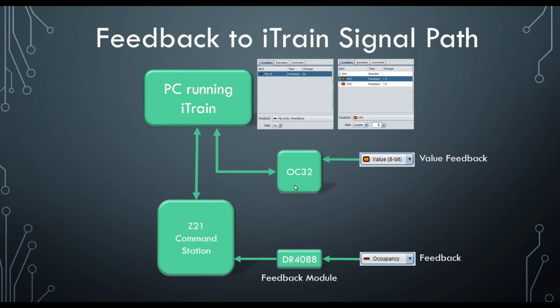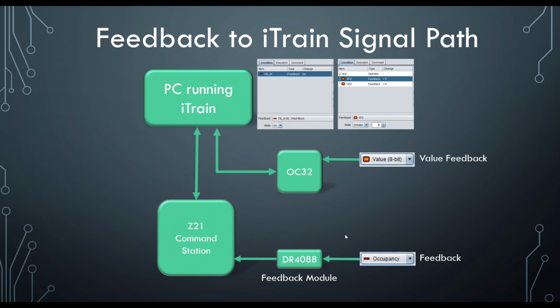Hence the need for having the OC32 allocated as another one of our iTrain interfaces. And this time, if we're using the information as a condition, we're presented with a different window where we have access to the 4 Boolean operators.